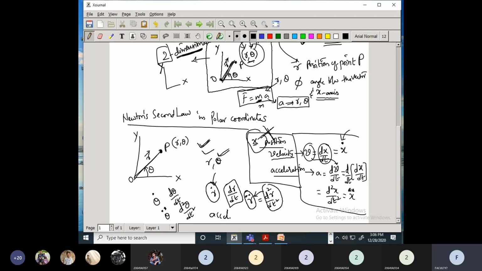We will find the acceleration, and we will substitute that acceleration in F equals ma. A means acceleration. So you will find the acceleration in terms of r and theta, and that will be substituted here. Then you are going to give the expression in terms of polar coordinates. These things we are going to see in the next class, that is tomorrow.